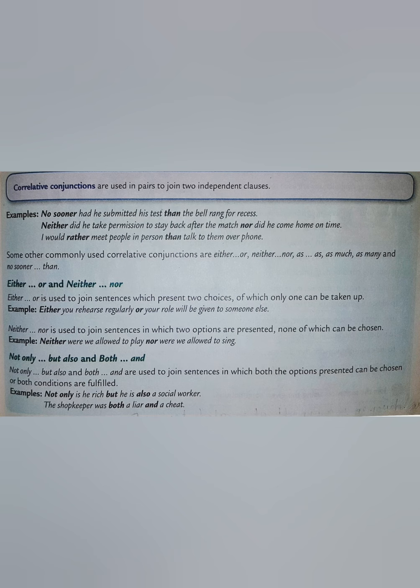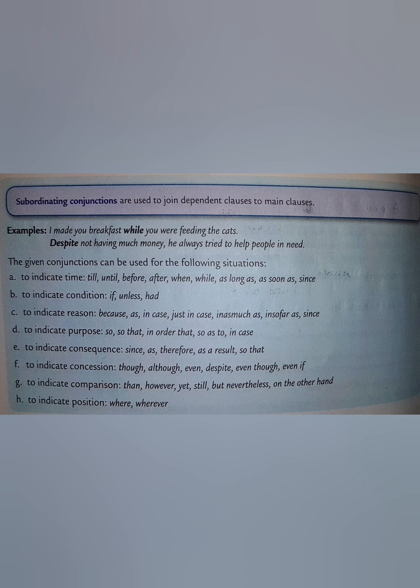For example, not only is he rich, but he is also a social worker. Here the same idea is going on, but if we separate them, it can be, he is rich, he is a social worker. If we speak these two clauses separately, they can frame two individual sentences. So when we have two individual sentences and we want to join them, then we use correlative conjunctions. I hope till here you don't have any problem. Let's move to the next type of conjunction.